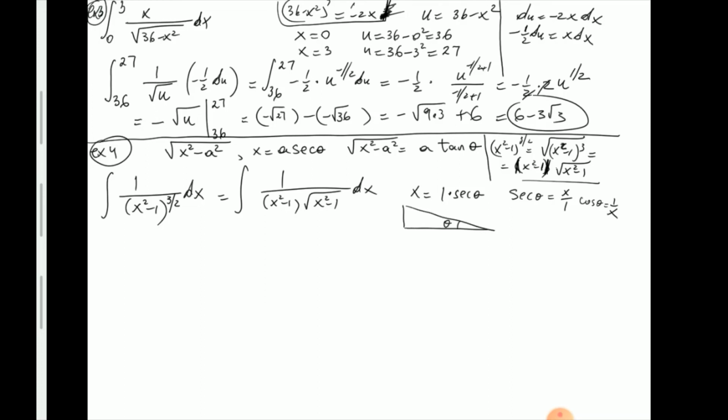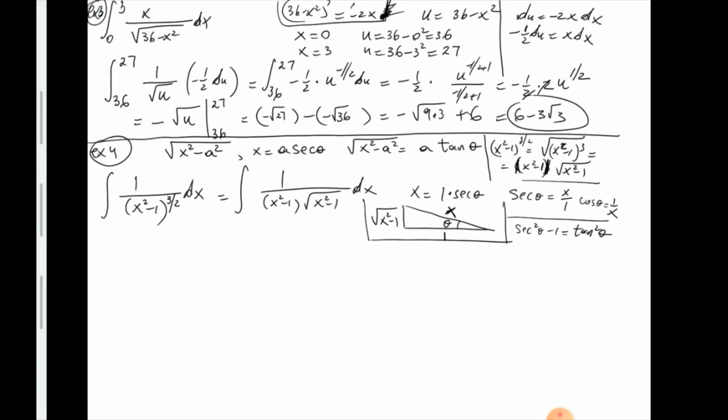So secant is the hypotenuse over adjacent. Or put it differently, cosine is the adjacent side, which is 1, over the hypotenuse, which is x. And then the other side is going to be square root of x squared minus 1 from the Pythagorean theorem. We're going to keep this in mind until the end of the problem. And let's remember the identity that is relevant here: secant squared theta minus 1 is tangent squared theta.